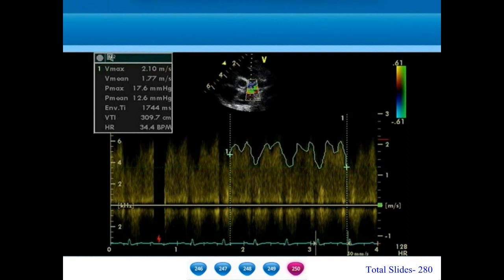A spectral Doppler evaluation shows that there is a substantial gradient. There is a 13 mm mean gradient from the upper chamber to the lower chamber, constituting a significant pulmonary venous obstruction.